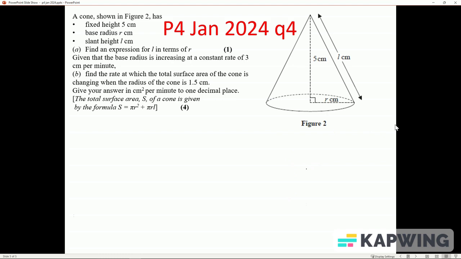Right, this is the P4 Jan 2024 question 4, a connected rates of change question with a cone. So we've got a cone shown, and we've got a fixed height, so the height is always 5. The radius though is changing, and the slant height is changing as well, obviously. We've got to find an expression for L in terms of R.